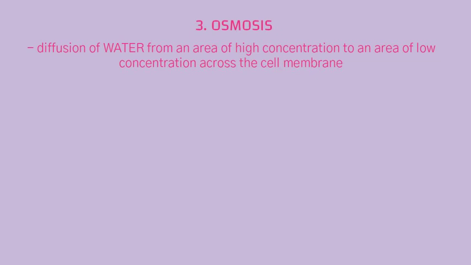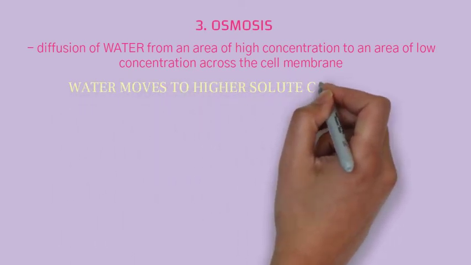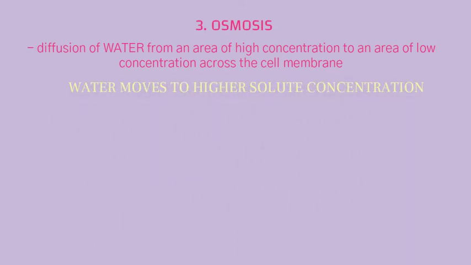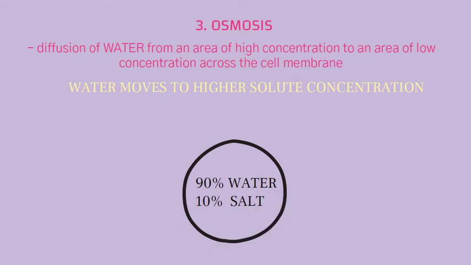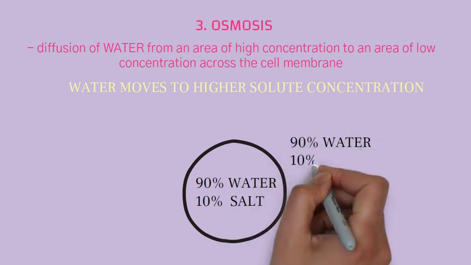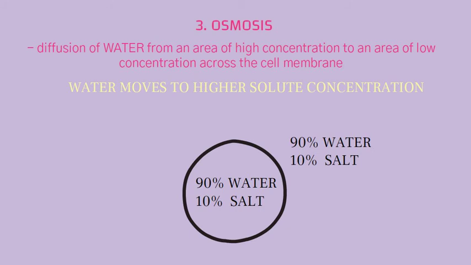A really important thing to know about osmosis is that water moves to a higher solute concentration. Let's look at a couple of examples. This circle represents the cell. Inside the cell, there is 90% water and 10% salt. Outside the cell, there is also 90% water and 10% salt. Remember, water moves to a higher solute concentration. In this example, the solute is the salt, so water will move to where the salt concentration is the highest.